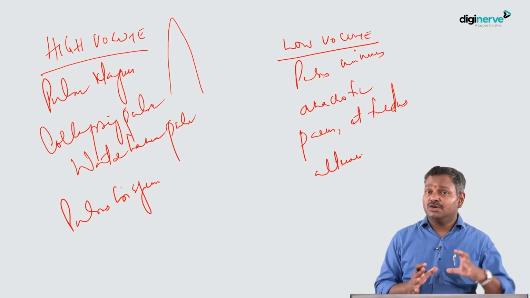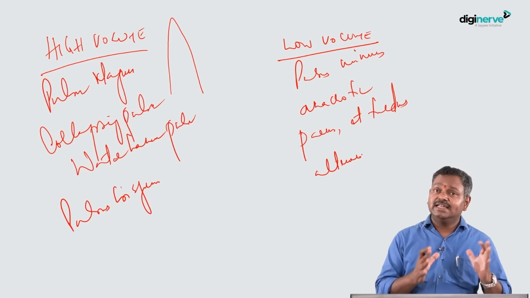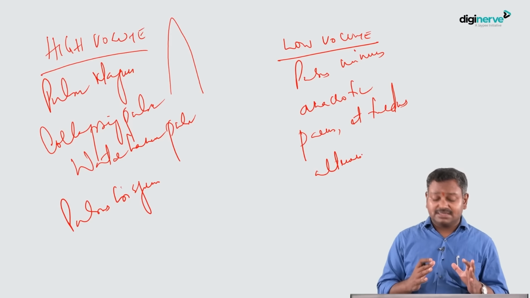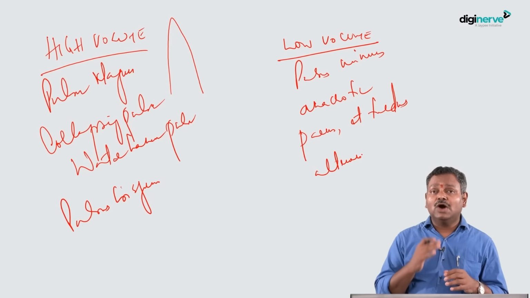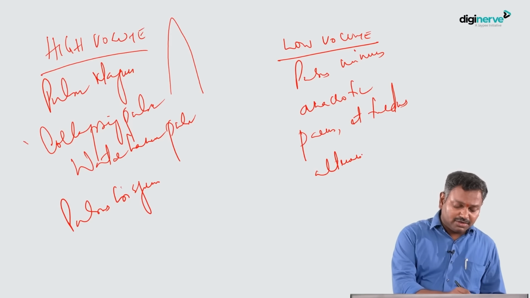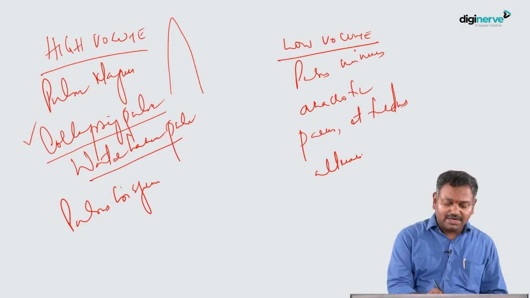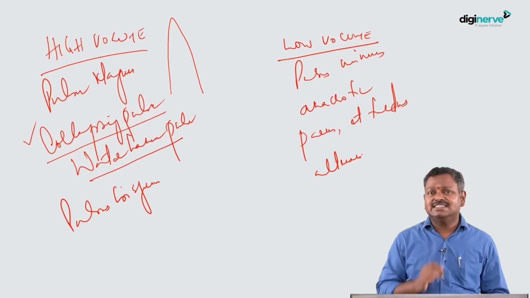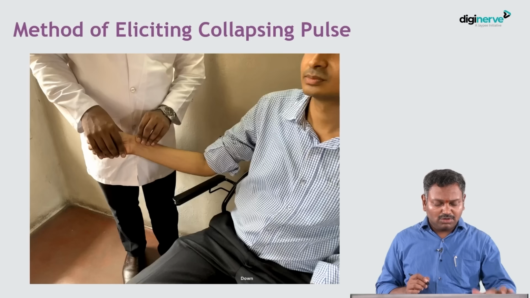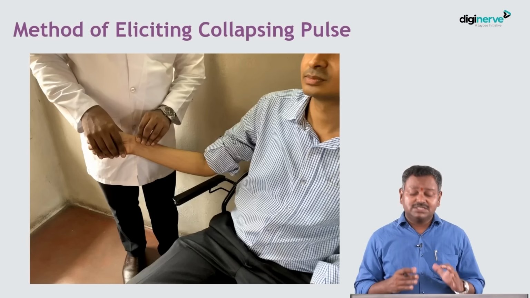We have discussed each of these characters in detail in the earlier sessions. Now, let us go on to look into how to demonstrate. The most important one they ask you in exams is how to demonstrate this collapsing or water hammer pulse, which is classically seen with aortic regurgitation. So, what do we do? You start checking it.